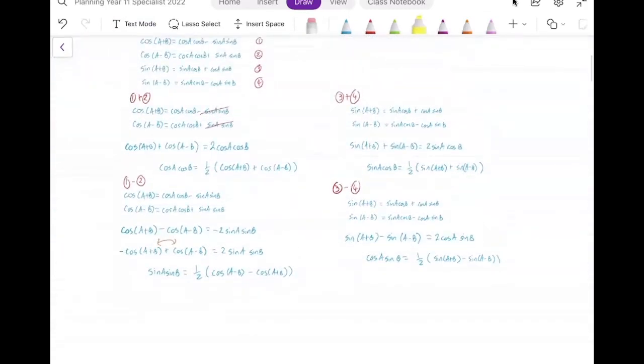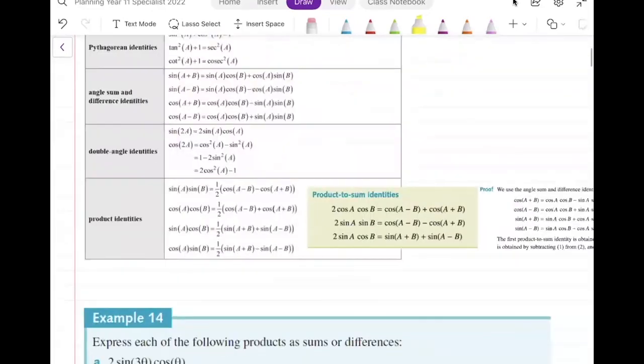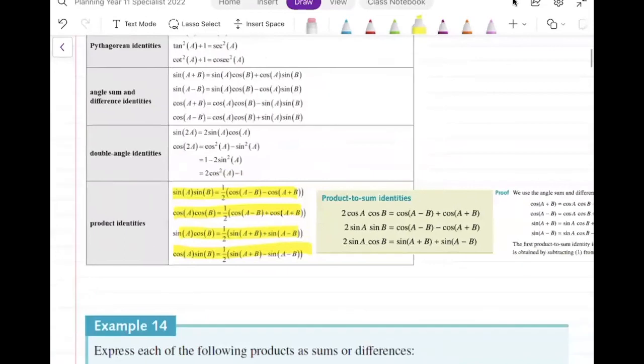Let me just highlight these new ones. I've got this one here, this one here, this one here, and this one here. That's my final four identities on the formula sheet. They come from my sum and difference angle identities. And again, these four formulas are over here on the formula sheet as well. So now we know a little bit about where they come from. Let's have a look at how we can use them.